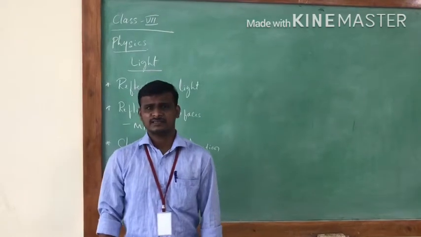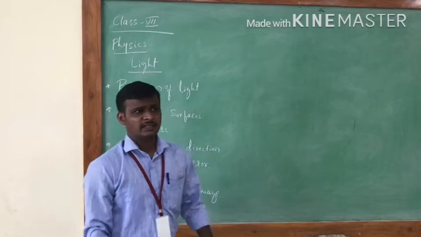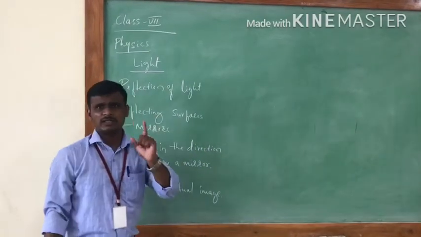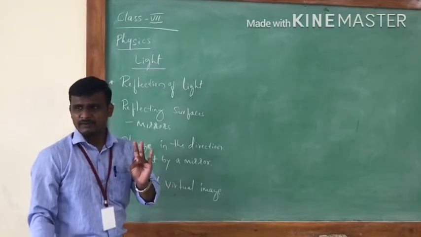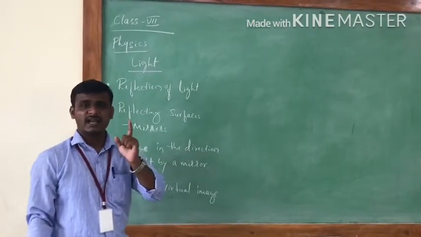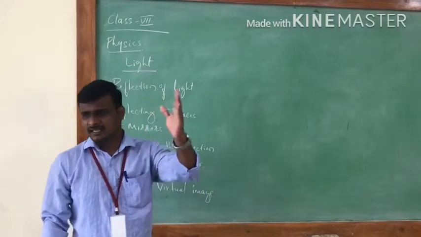Good morning, students. Last class we discussed the chapter on light. In that chapter we discussed the ray of light, beam of light, convergent beam of light, divergent beam of light, and that light travels in a straight line. This much we discussed in the last class.